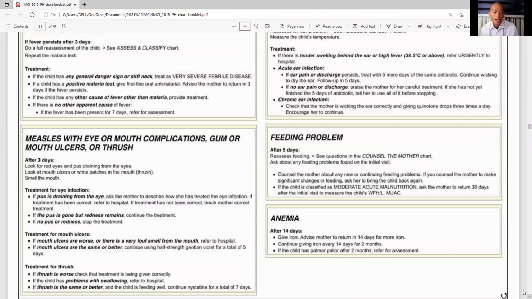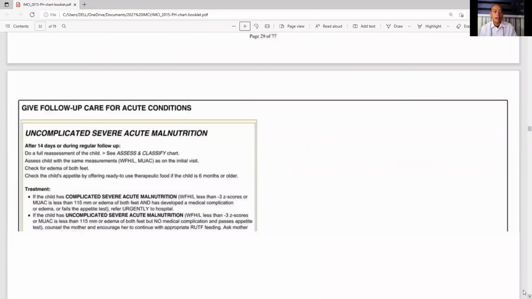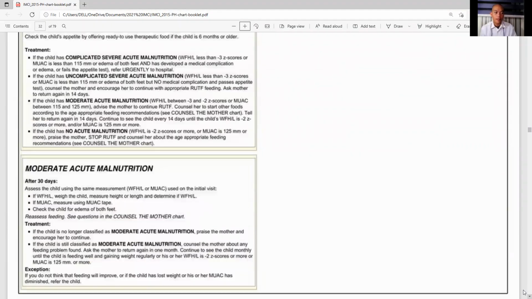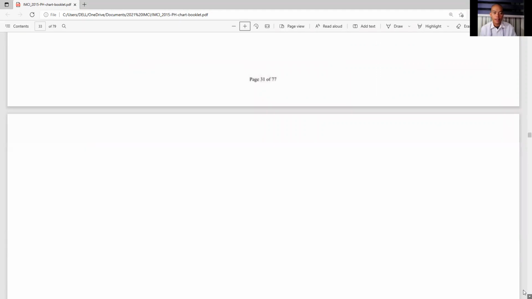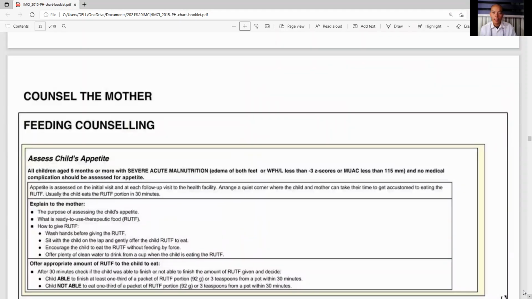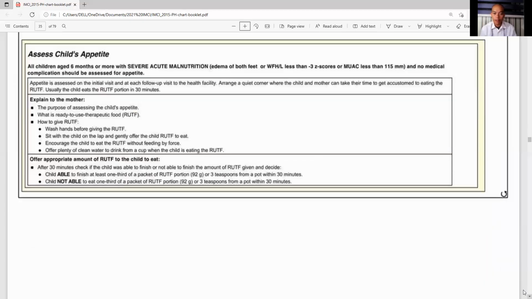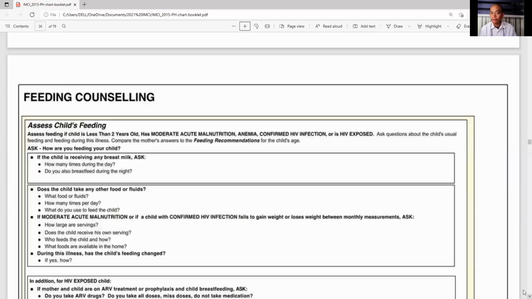So feeding problems, come back after 5 days. Anemia, come back after 14 days. Acute conditions, okay, moderate acute malnutrition, come back after 30 days. Okay. Okay. Counseling the mother. Okay. All children age 6 months with severe malnutrition. I will show you the severe malnutrition later.